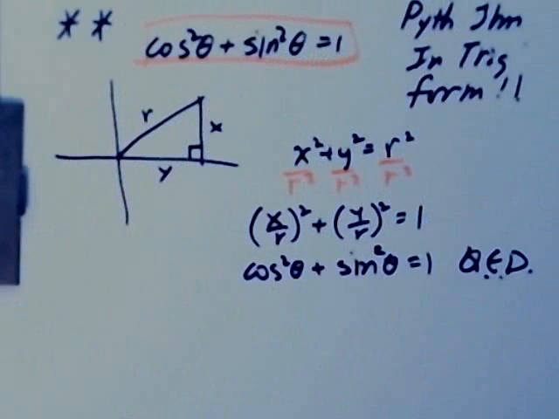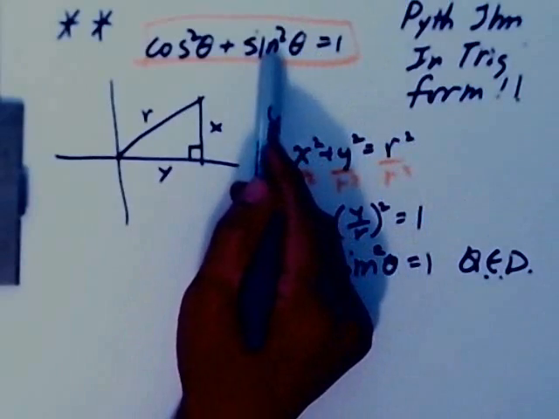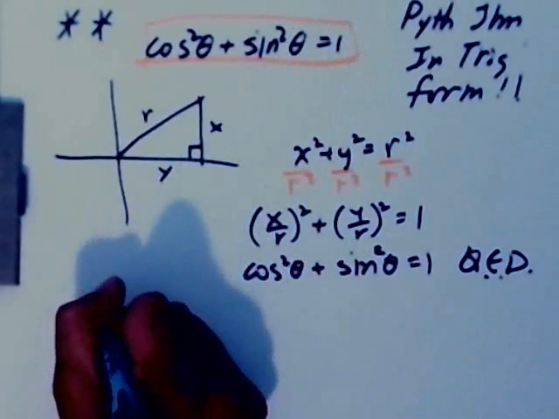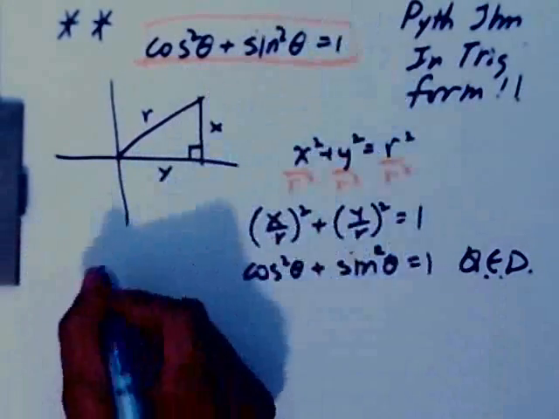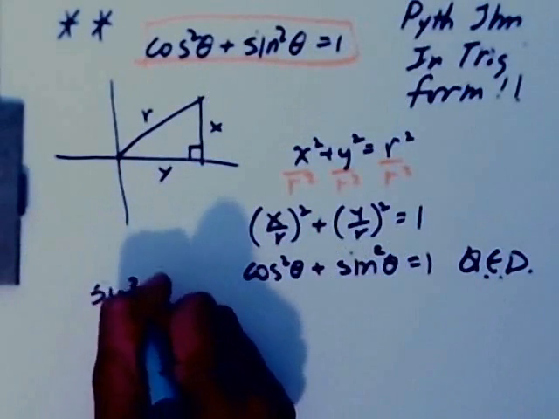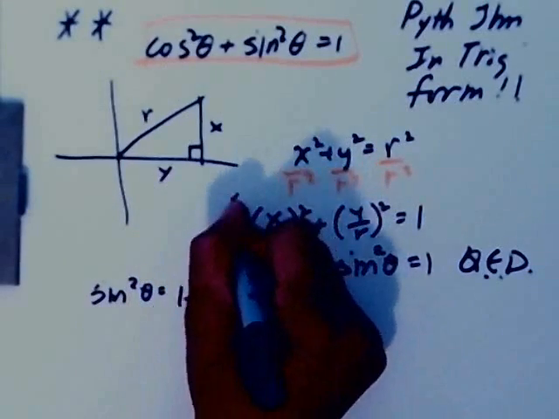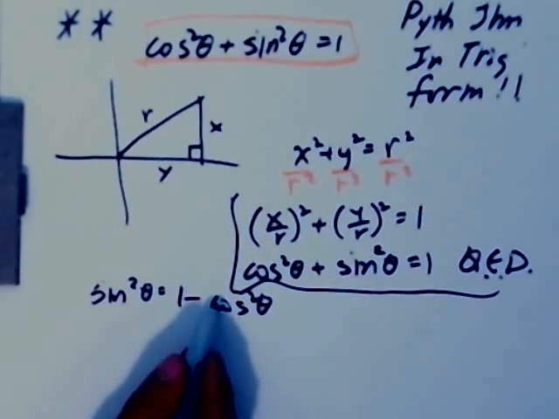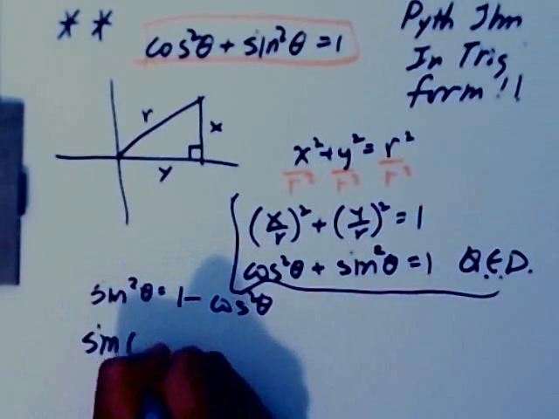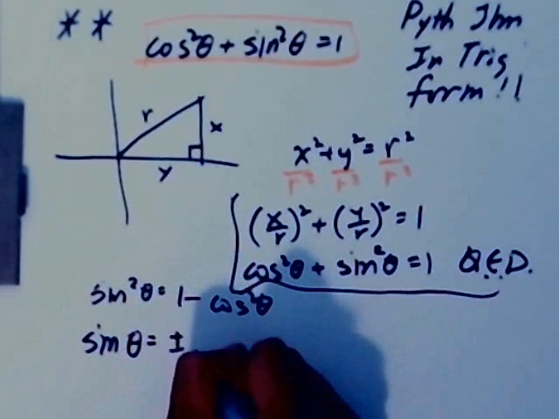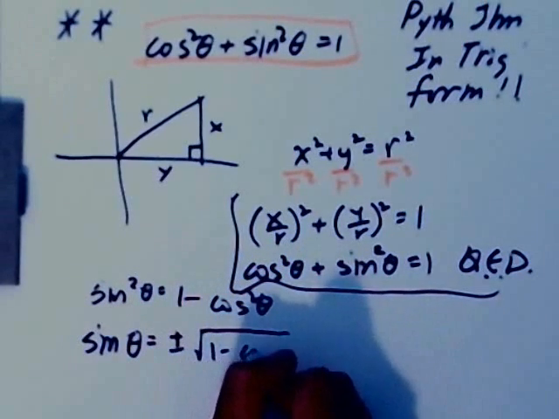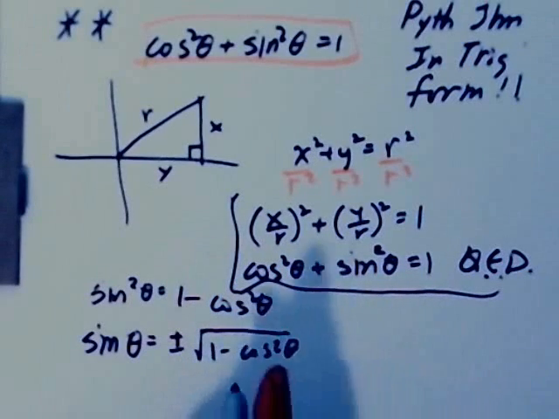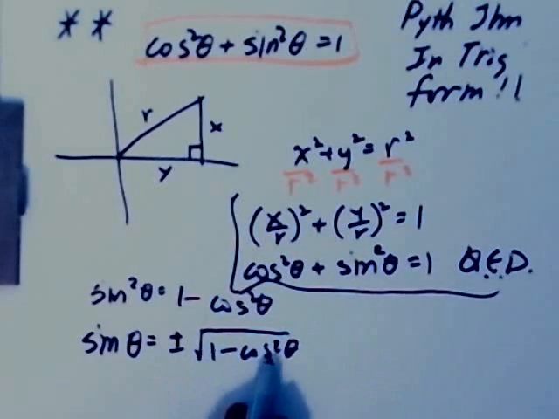The Pythagorean theorem in trigonometric form comes in many different flavors. Let's try to solve for sine squared of theta. If I subtract cosine squared of theta, sine squared of theta is equal to 1 minus cosine squared of theta. If I take the square root of the left side and the right side, sine theta equals plus or minus, guys, don't forget your plus or minus, the square root of 1 minus cosine squared of theta. You cannot break these out because they are two terms, not one single term.